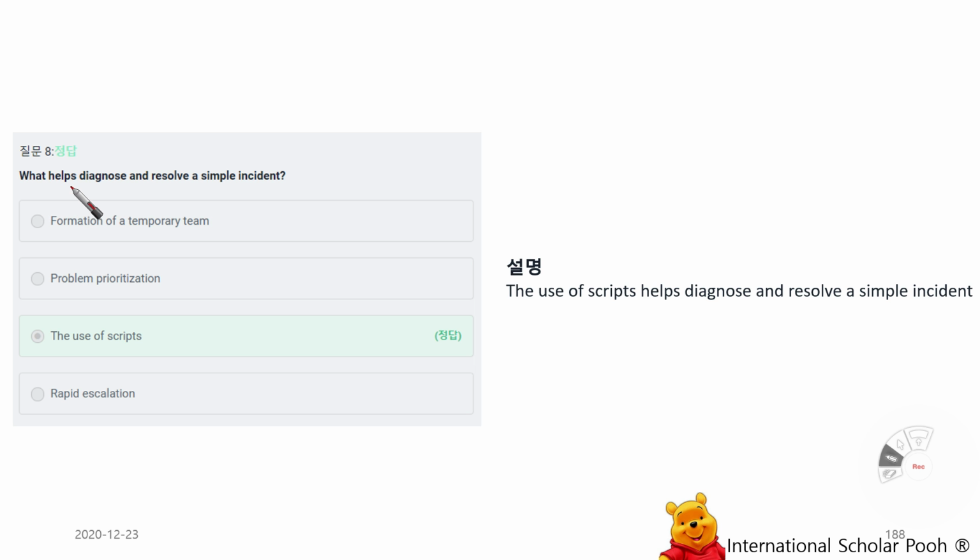What helps diagnose and resolve the simple incident? The use of scripts. The use of scripts helps diagnose and resolve a simple incident.